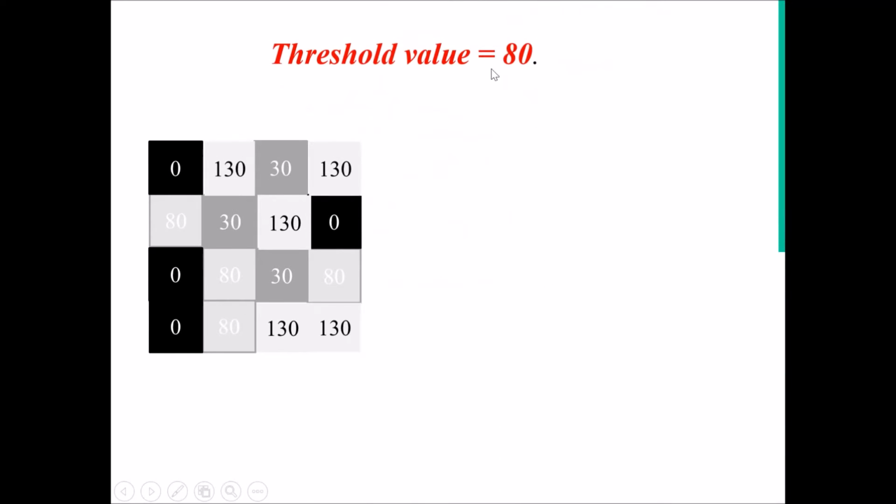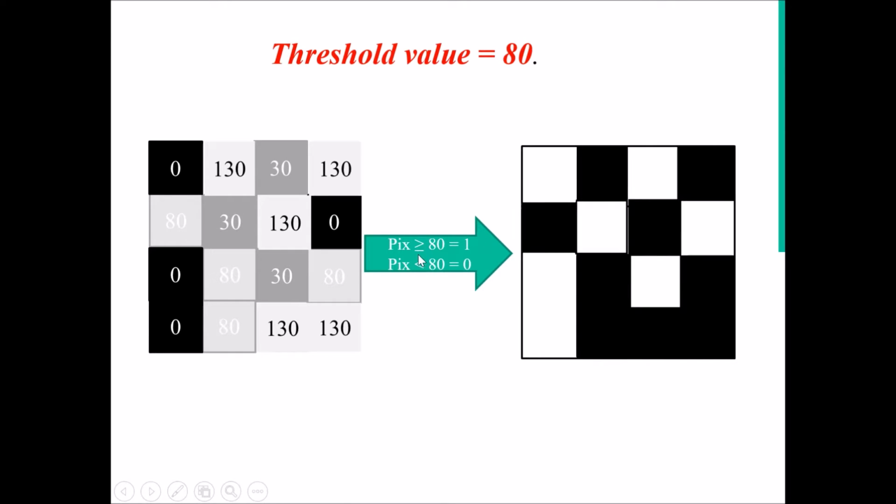Since we have the threshold value based on the Otsu calculation, the next step is that every pixel that is higher than 80 will be labeled as foreground, and anything less than that will be considered background. Finally, after we perform the segmentation process, this will be the result. We call this a binary image.